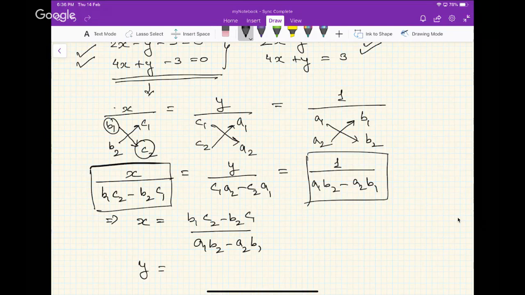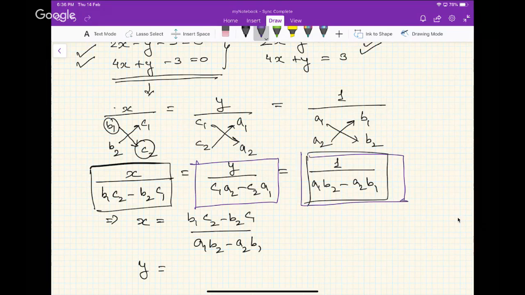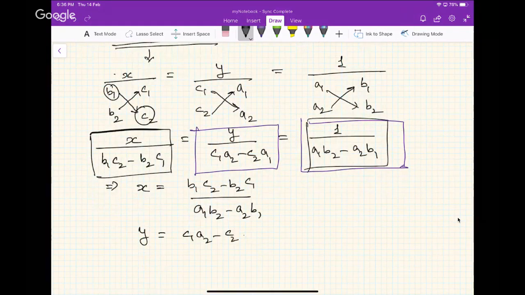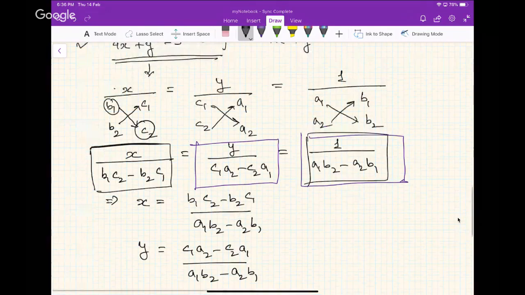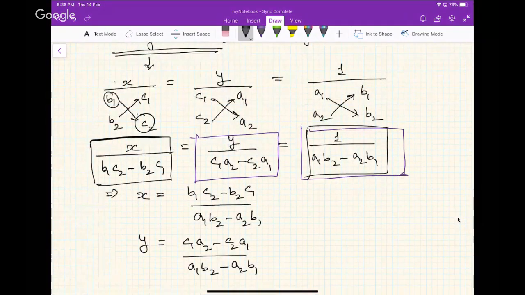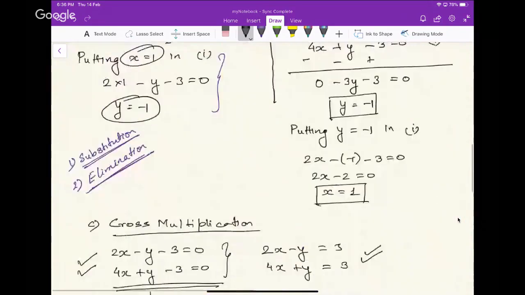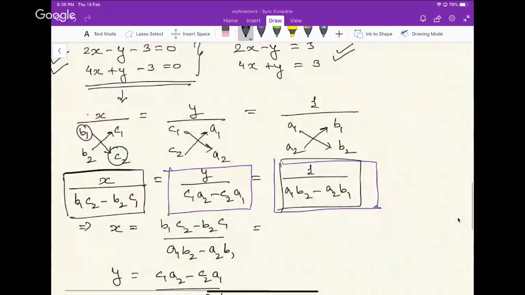And similarly, y is equal to, you now have to equate these two, this to this. So you will get y equals c1 a2 minus c2 a1 upon a1 b2 minus a2 b1. So let us deploy the formula and see whether we are getting the correct answer or not. Let us first find out a1, b1 and all that. Okay, let us rewrite it again.